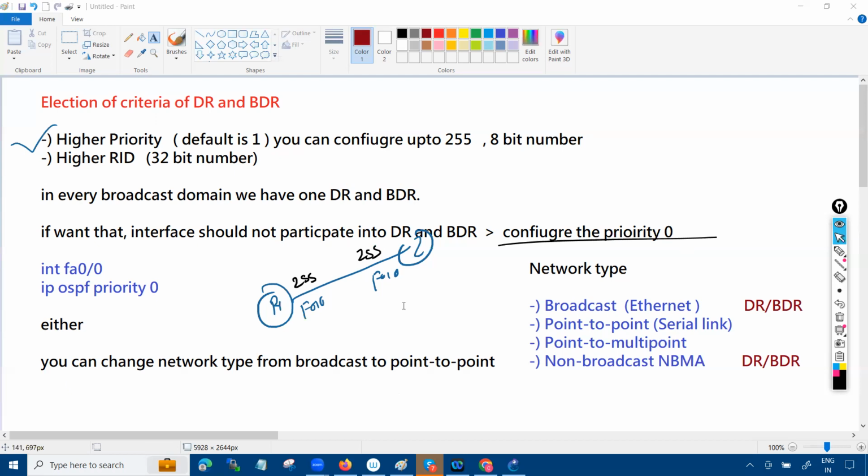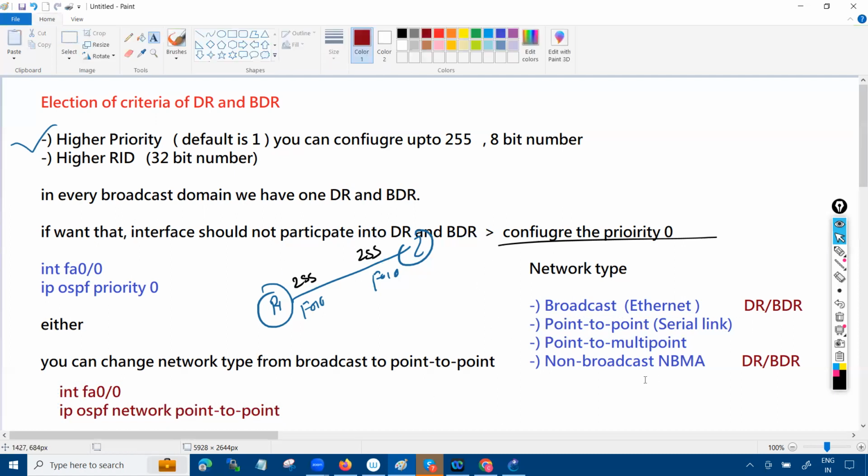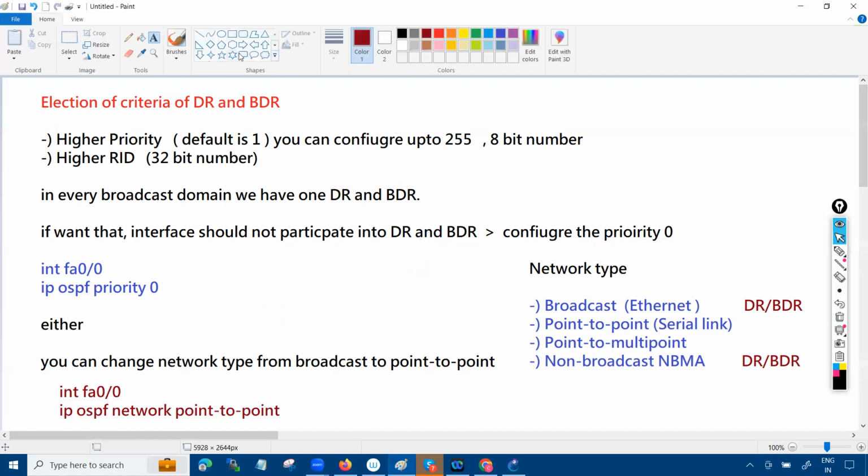If you remember, we have seen this configuration. You just need to go on the interface and use ip ospf network point-to-point. What happens if I configure point-to-point? Obviously, it doesn't matter if you have priority 255 and 255; if you change the network type to point-to-point, on a point-to-point network you don't have a DR or BDR. Even on Ethernet technology, FastEthernet 0/0 can be converted to network type point-to-point. So these are very important questions that you may encounter in your interview, guys.